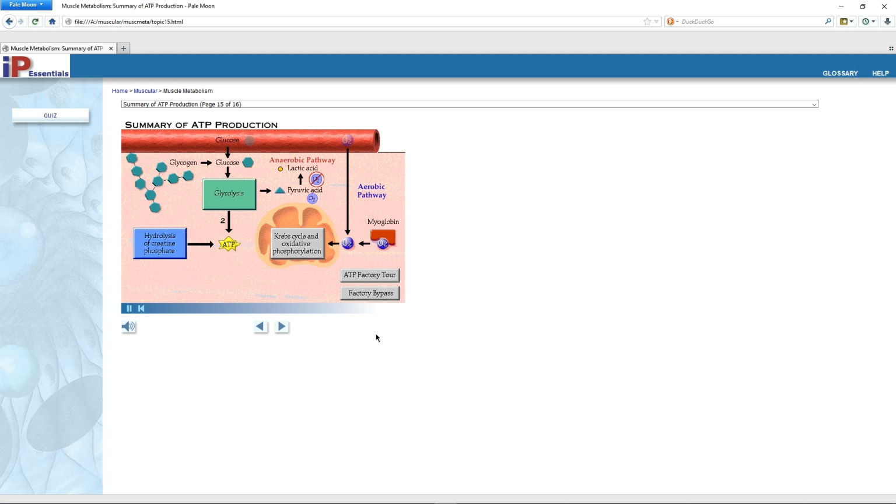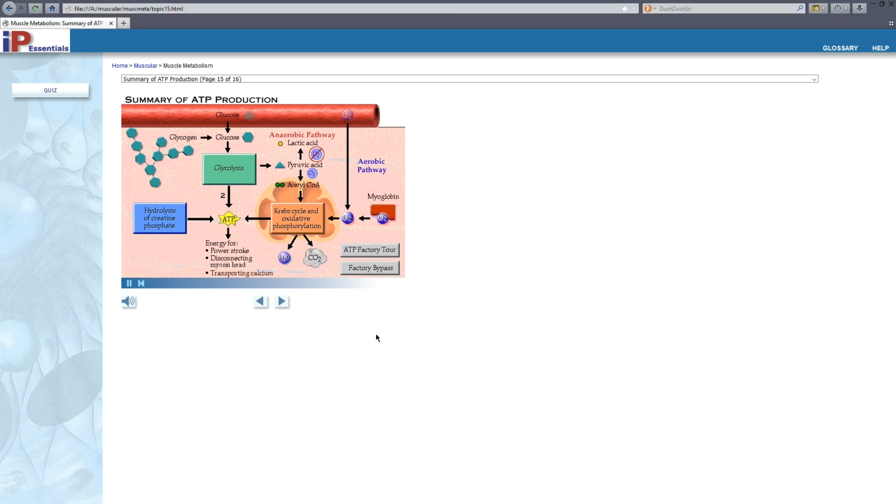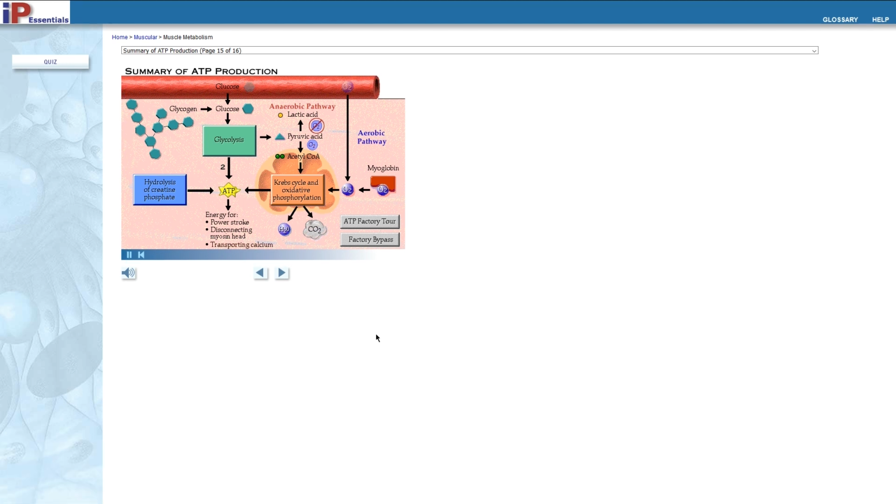Pyruvic acid is converted into acetyl-CoA, which enters the Krebs cycle. In oxidative phosphorylation, energy is transferred to ATP. The aerobic pathway yields the greatest amount of ATP, 36 molecules of ATP per molecule of glucose. Byproducts of the aerobic process include water and carbon dioxide. Recall that ATP is used by the muscle cell for the power stroke of the cross bridge, for disconnecting the myosin head from the binding site on actin, and for transporting calcium ions back into the sarcoplasmic reticulum.